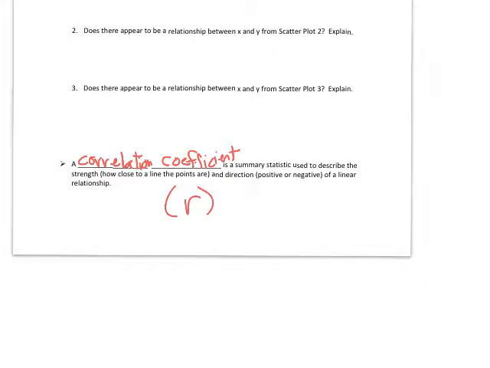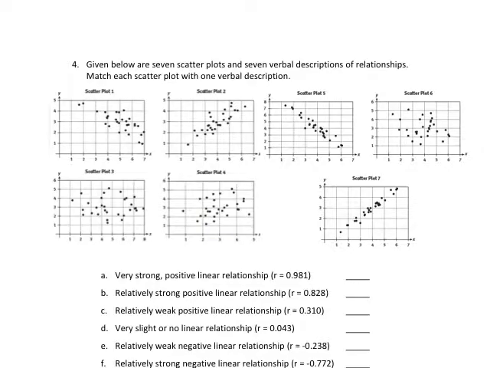Okay. So again, it not only can tell us things about the strength of a relationship, so how strong the correlation or relationship is, but it also tells us if it's a positive or negative relationship, okay? And we're going to explore some graphs and try to match the graphs with some correlation coefficients to see what we're looking at here. So let's go ahead to the next page.